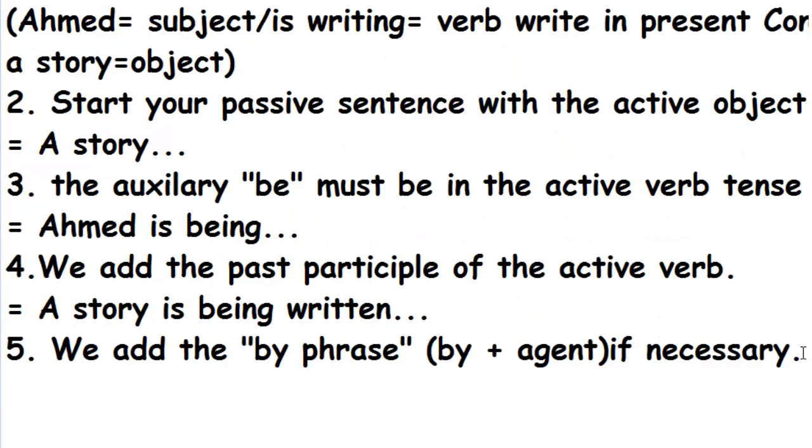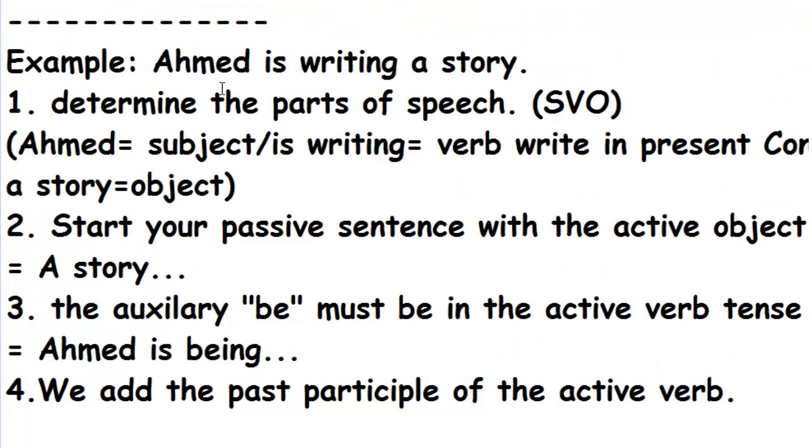Now we say if necessary because sometimes the by phrase might not be necessary. For instance, when you have he is writing a story, you are not going to say a story is being written by he. It's not correct, it's not acceptable anyway. And if you have someone or somebody is writing a story, again somebody is not clear. It is a vague subject, it is ambiguous. So in this situation, you have to avoid the by phrase.